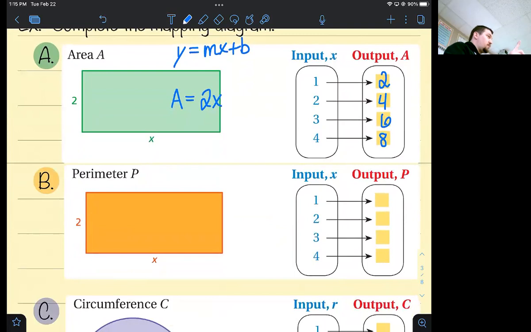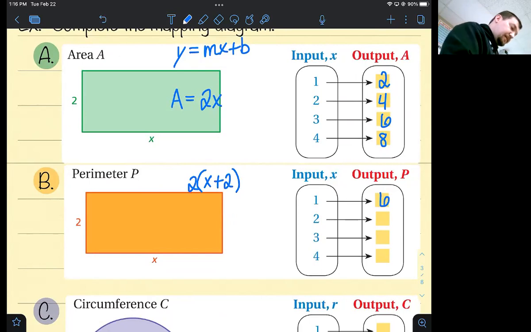Okay, so let's move down to the perimeter of that same rectangle. This might take you a little more time to think about it. If you input 1 for the length, what is that going to output for the perimeter? Lizzie? 6. Nice job. So we're adding the x with another x up here and then another 2 over here. Or another way to think about it is you're going to take x plus 2 and times it by 2. To find the perimeter, once you add the length and width, you double it.